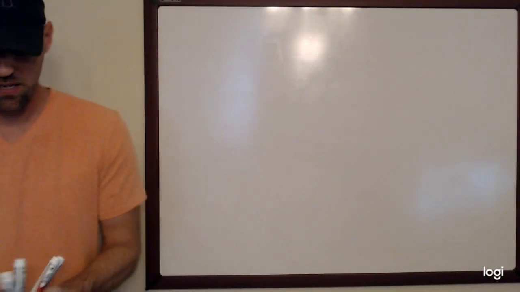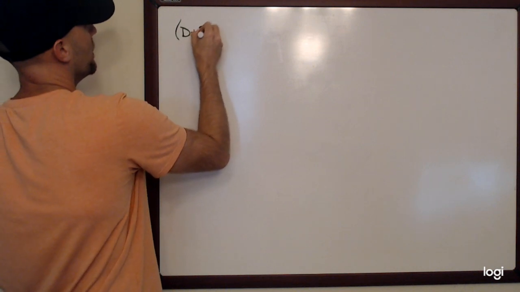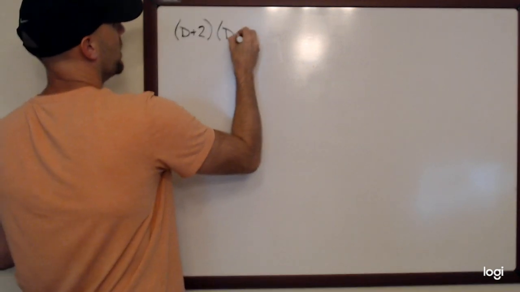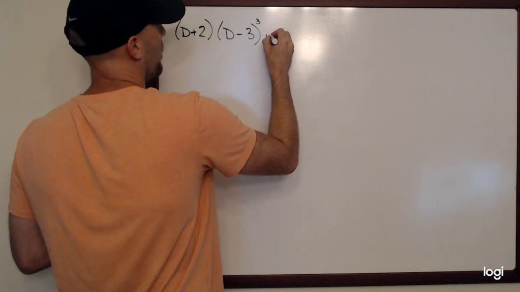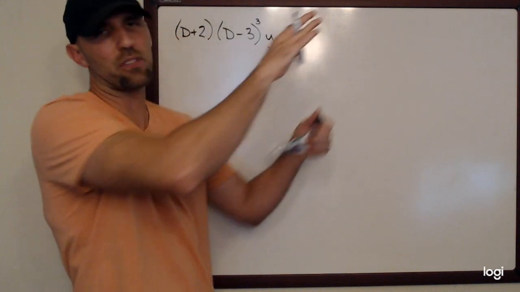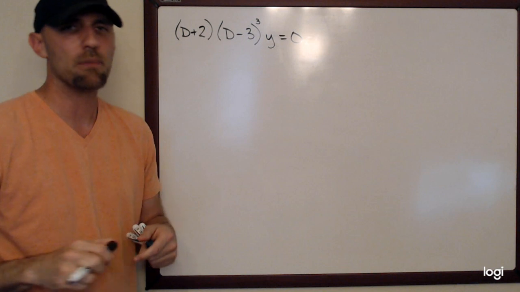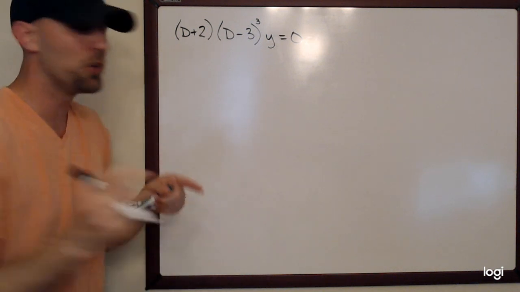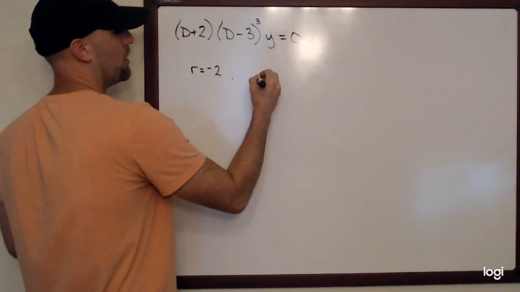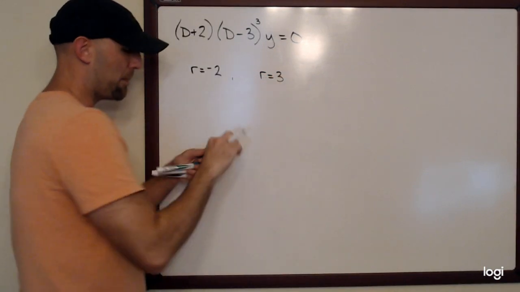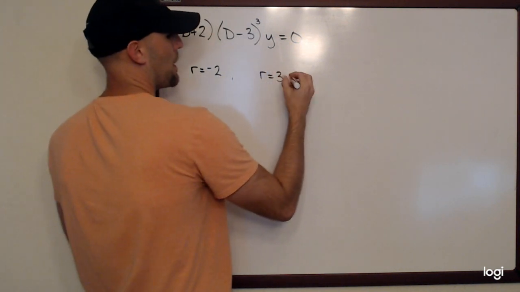Okay. Here we go. So let's say I have (D+2)(D-3)^3 y = 0. I've factored it already for you and wrote it in the polynomial operator notation just to make this a little bit quicker. So what I have then is the two roots here: negative 2, and 3, but this one has a higher multiplicity, right? I have this root 3 times.